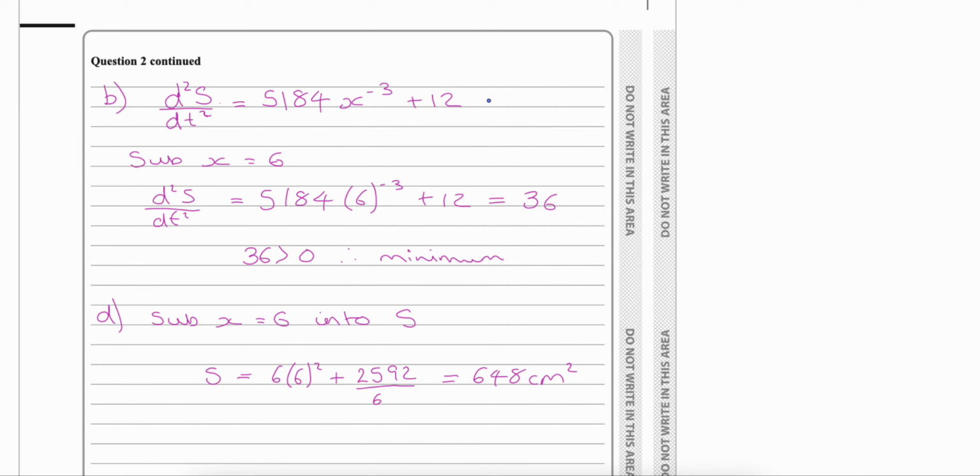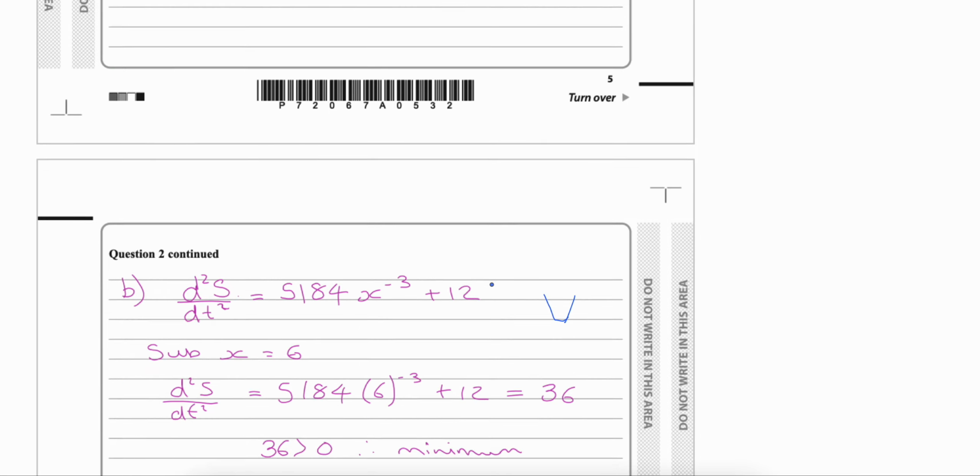Well, 12 will always be positive. And 5184 will always be positive when x is positive. So substituting x in, you can work out the value of 36. But just by observation, you can say, well, this is positive and this is positive, so their sum will always be positive as long as x is 6. So therefore, our second differential is positive. That means our gradient is getting bigger. So our graph looks like that. So it's a minima.